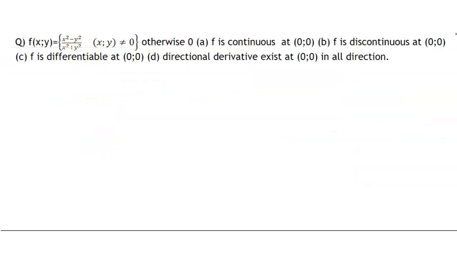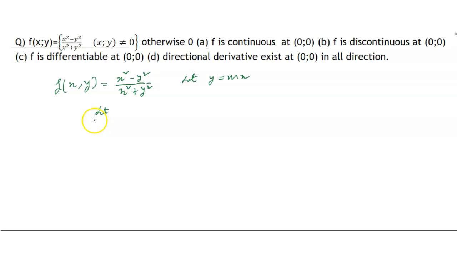So friends, the next problem is a very nice question. Whatever you see, f(x, y) is equal to (x squared minus y squared) divided by (x squared plus y squared). So I write f(x, y) equals (x squared minus y squared) divided by (x squared plus y squared). Let y equal mx.